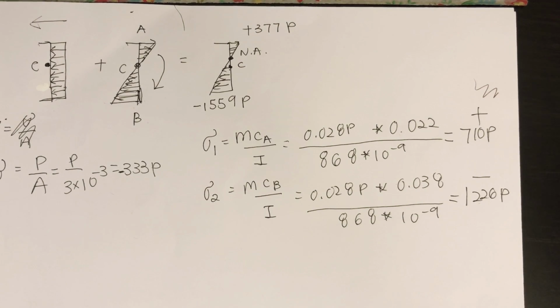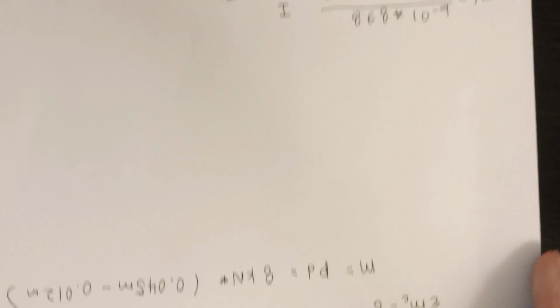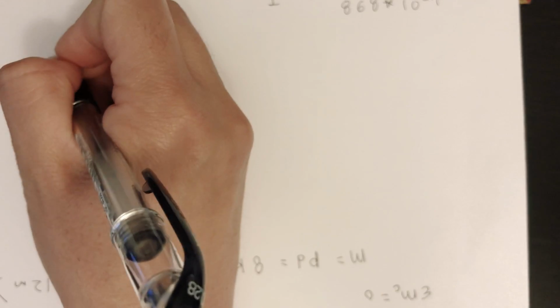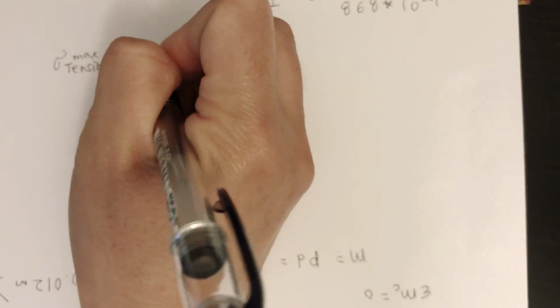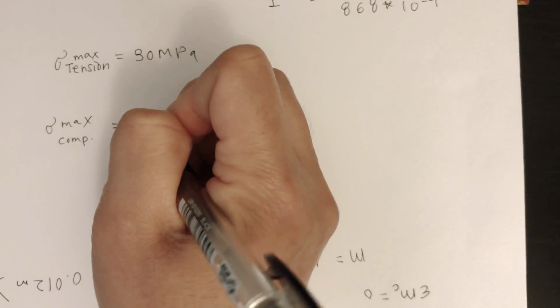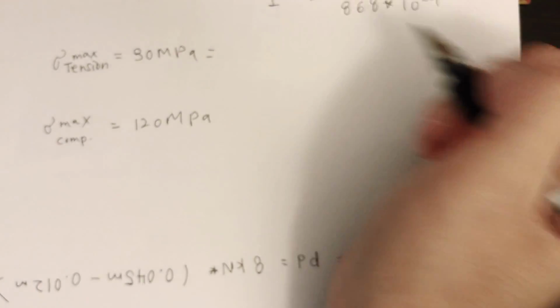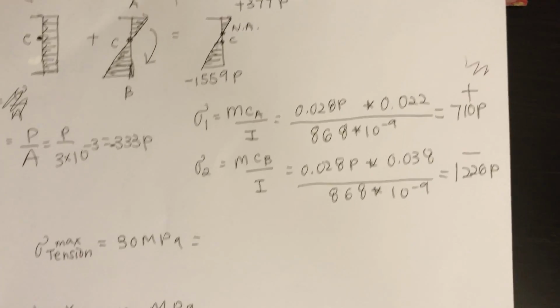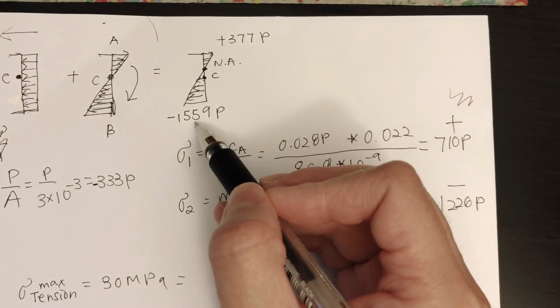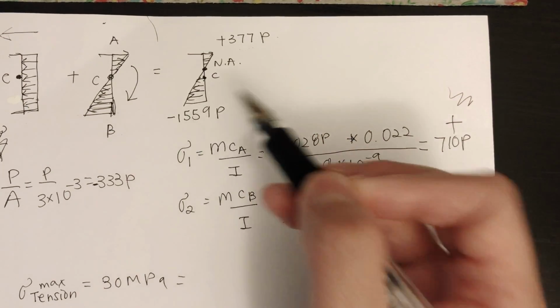Now the different part for this problem is slide 25. So we know that the allowable load for tension, the max for tension is 30 megapascals, and the max for compression is 120 megapascals. So we set that equal: the tension we set equal to 375 P, compression we set to negative 1,559 P.